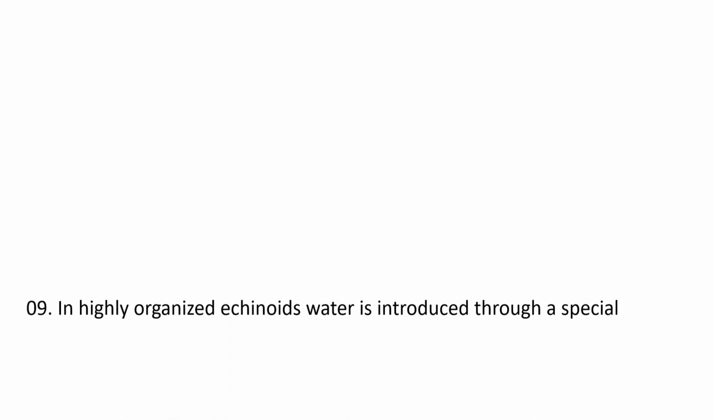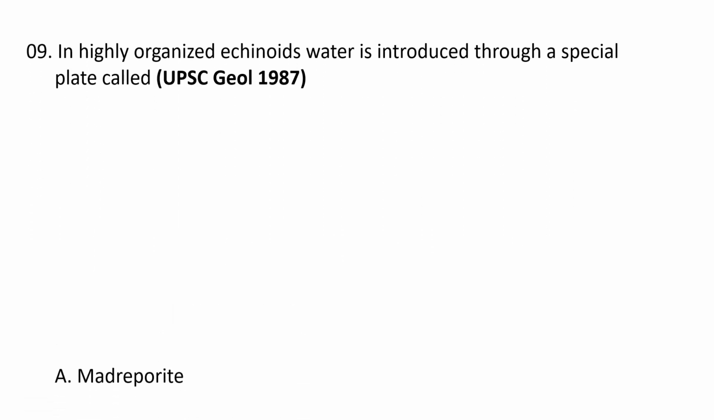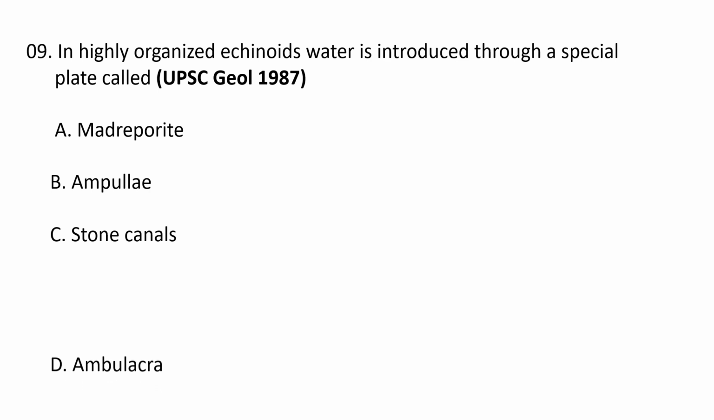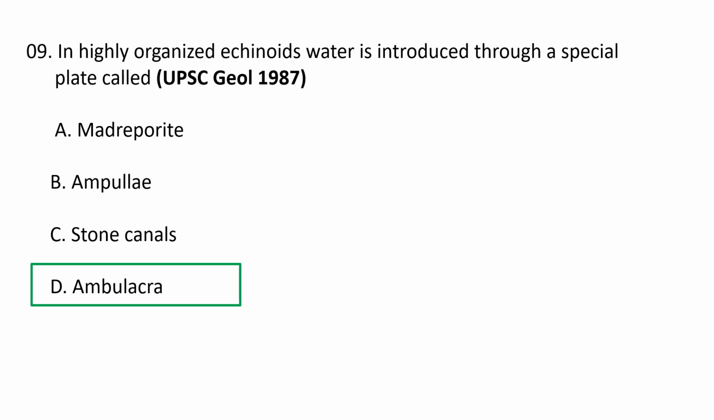Next question. In highly organized echinoids, water is introduced through a special plate called A. Madreporite, B. Ampullae, C. Stone canals, D. Ambulacra. The correct answer is Ambulacra. The test of an echinoid is hemispherical in shape, and it consists of many interlocking plates arranged in 10 double columns, which radiate from the apex of the upper surface to the mouth in the center of the lower surface. Five of these columns carry tube feet, and they are known as ambulacra.